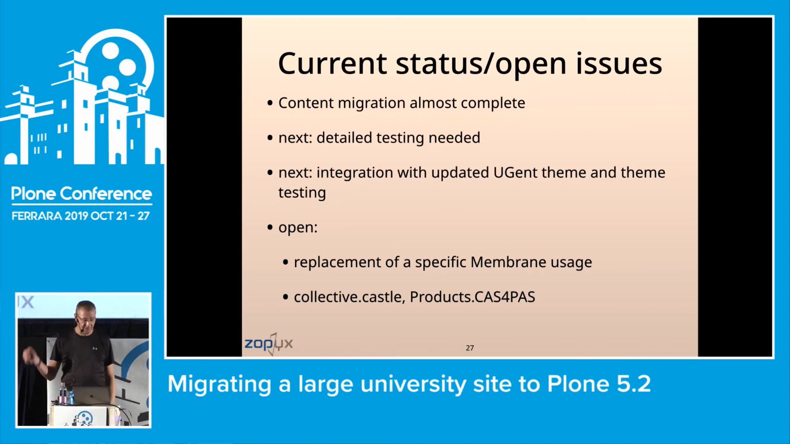And then we need to bake the backend stuff together with the theme of UGent. It's based on Diazo, and we basically have to marry that and then see how that fits together. There are two major open issues at the moment. One is that membrane is used in one place for doing something with groups, and the other one is related to CAS authentication as a PAS plugin. I'm not involved with that, so I just noted both here.